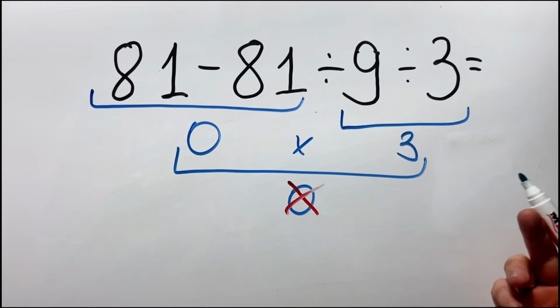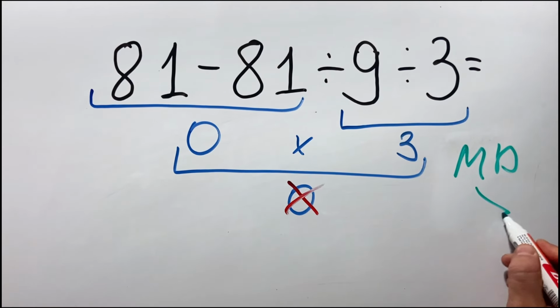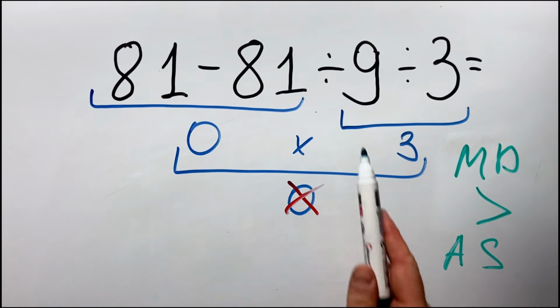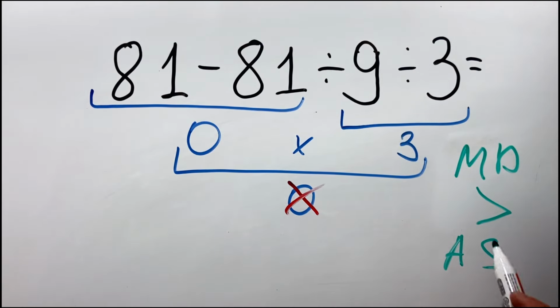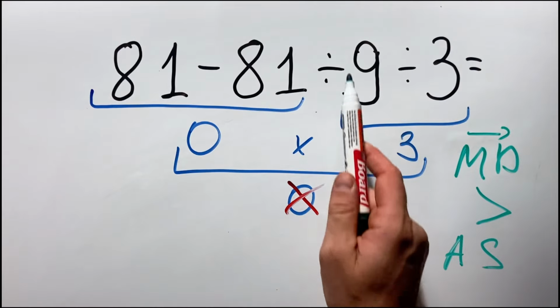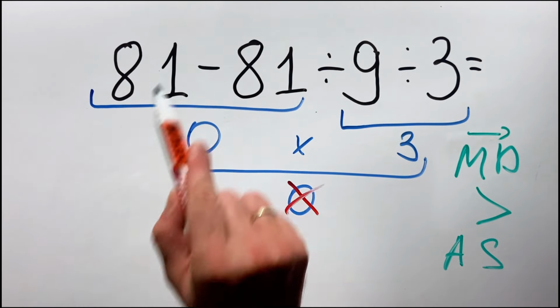Because according to the order of operations, multiplication and division have higher priority over addition and subtraction. In this case, we have only divisions. But what's also important, sorry, I forgot that: multiplication and division have equal priority and need to be done from left to right. Same here. So we have division that has higher priority than subtraction.